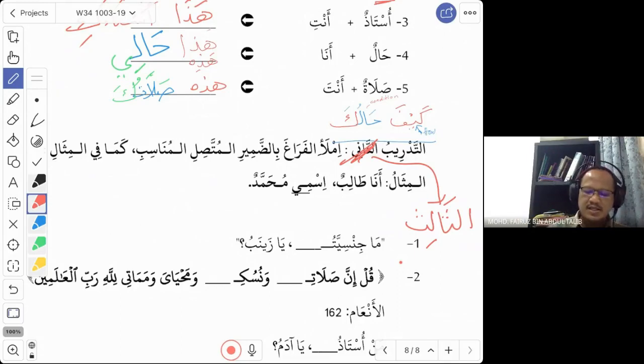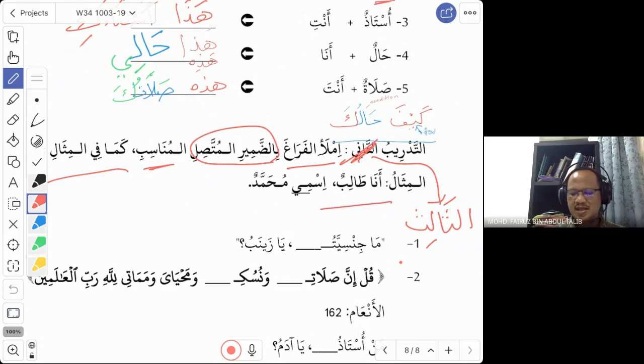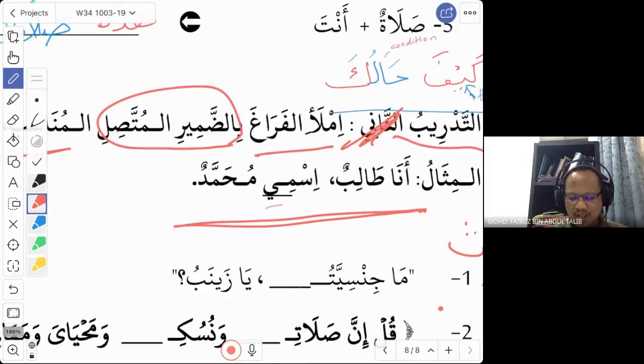At-tadrib al-thalith, the third exercise: imla al-faragh, fill in the blank, using the attached pronoun ka, ki, and also i, as in the example. Al-munasib means suitable, the suitable pronoun. The example says, ana talib, ismi Muhammad. They want you to put the correct pronoun here. In this kind of question, normally they will give you a clue. You look at that clue, and you will be able to determine which pronoun to use.